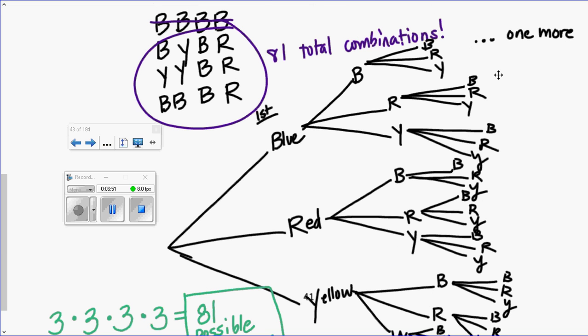one more branch off of each, double underline each of these.